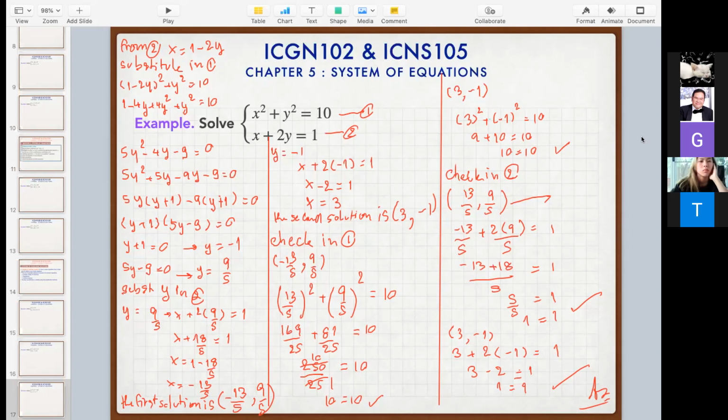Do you have any questions? Anyone? Yes. While we're checking, if it's true for equation 1 but not true for equation 2, what do we do? So you say that okay, there's no solution. Okay, thank you. Yeah, because when you get the solution, it must be true on both equations. That's why I have to check both equations for you.